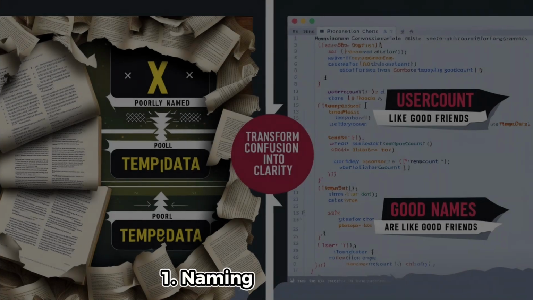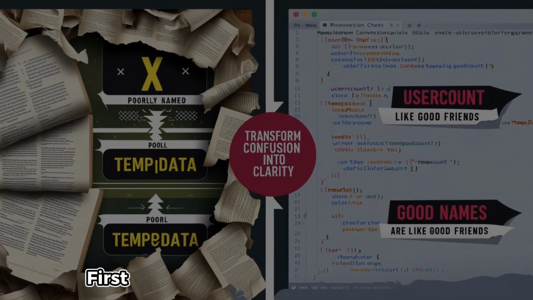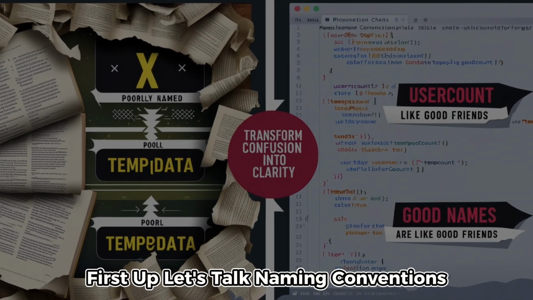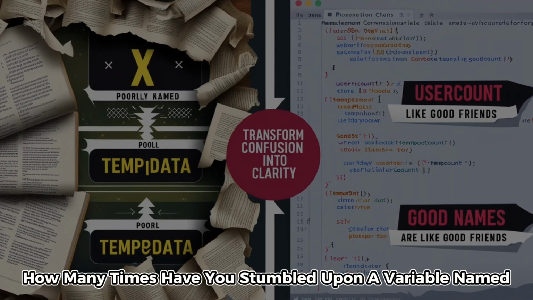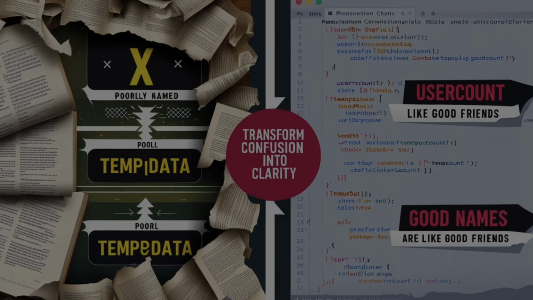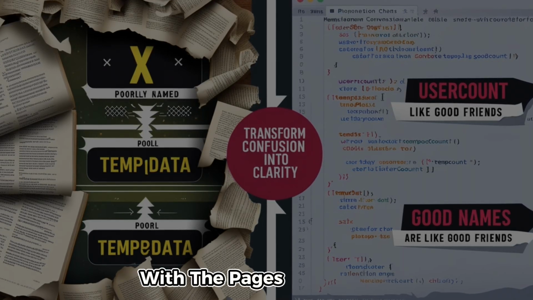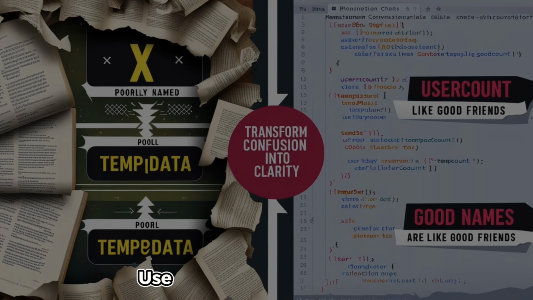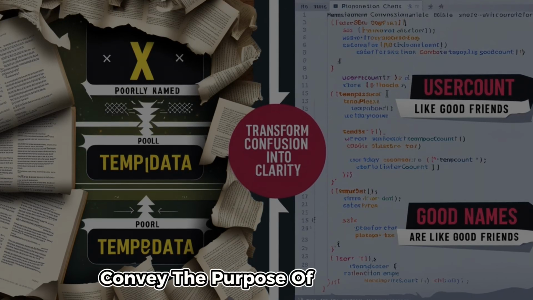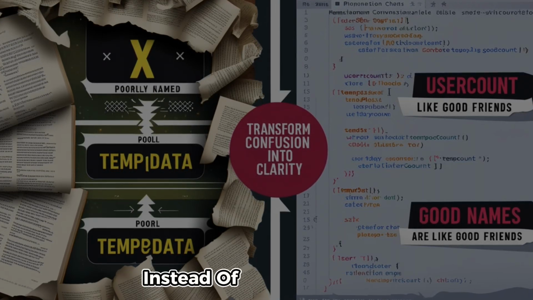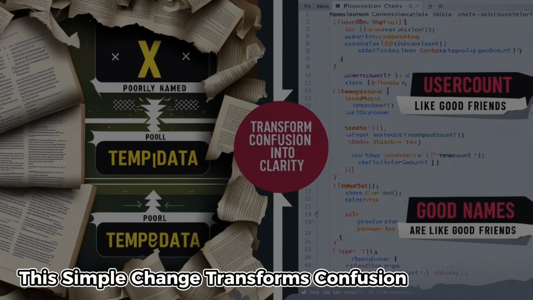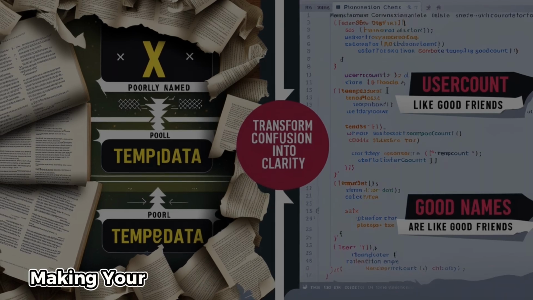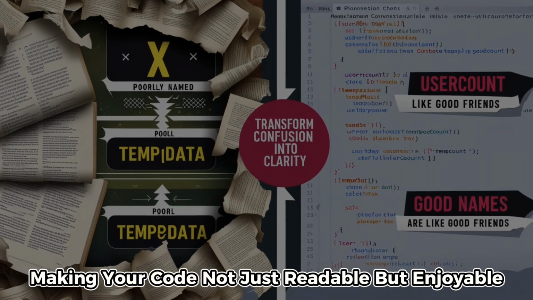1. Naming conventions. First up, let's talk naming conventions. Think about it. How many times have you stumbled upon a variable named X or temp data? It's like trying to read a novel with the pages ripped out. Use descriptive names that convey the purpose of the variable. Instead of X, try user count. This simple change transforms confusion into clarity, making your code not just readable but enjoyable.